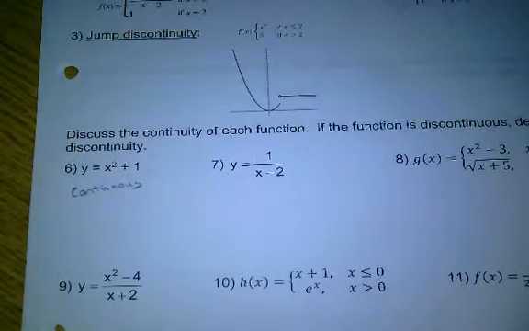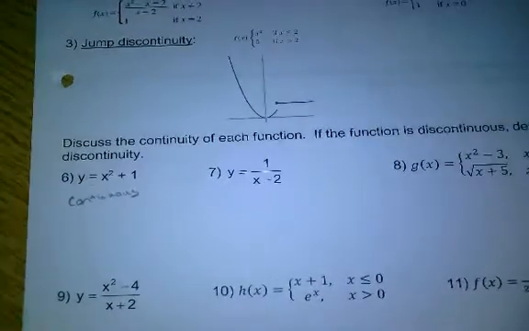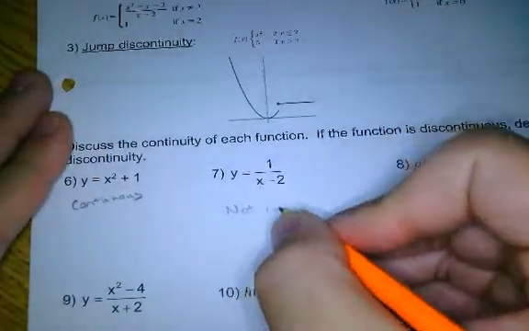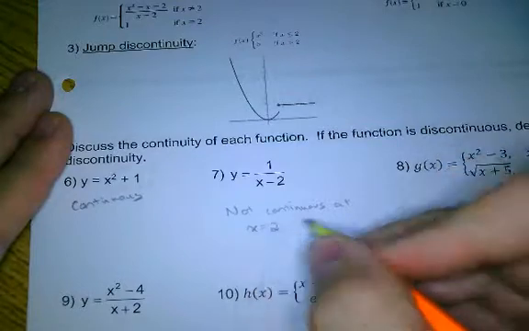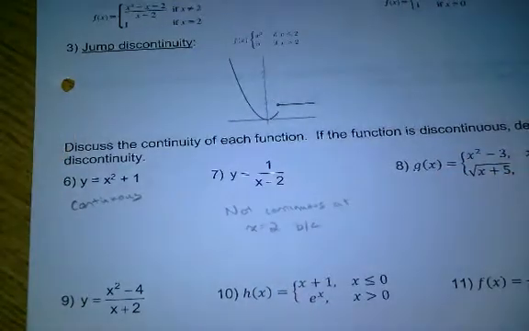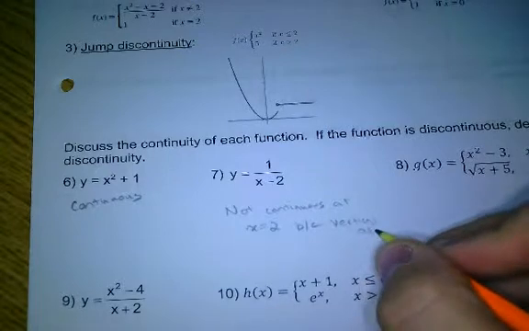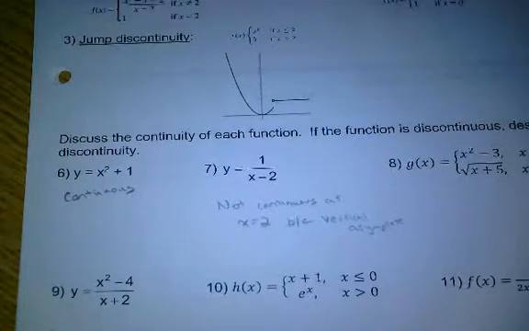Number 7. Is that continuous? No. Where is it not continuous at? So it's not continuous at x equals 2. Why? What's the reason? Because of the vertical asymptote. Right, because the bottom says that the bottom's never equals 0. In this case, if it equals 2, it equals 0, which results in an asymptote.